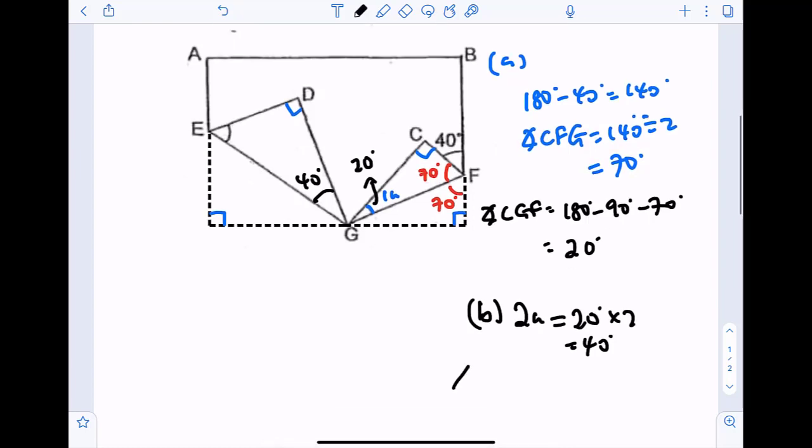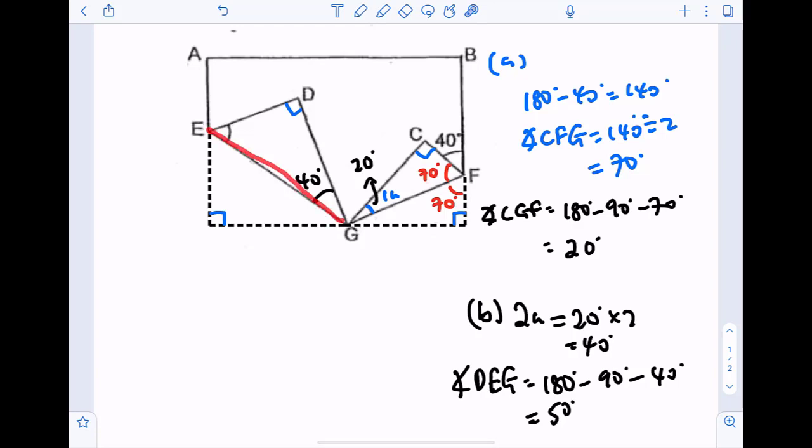So final step to find angle DEG, 180 minus 90 minus 40, final answer 50 degrees. Why? Because we have a triangle here. We take 180 minus 90 minus 40, we can get what we need.